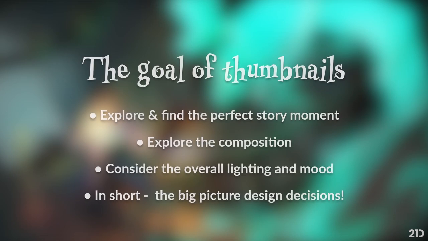So for me, this stage is all about exploring three main big picture things. What is the story moment going to be? What's the point of view of the action, the conflict? What is the composition going to look like? The perspective, the placement of the characters, the set dressing, focal point, leading the eye into the image. And finally, what sort of lighting sources might work in the scene to increase the story moment, the drama, the atmosphere and the mood? To sum that up, we're looking at the big picture design decisions. So that's generally what I'm thinking about at this stage of the process.